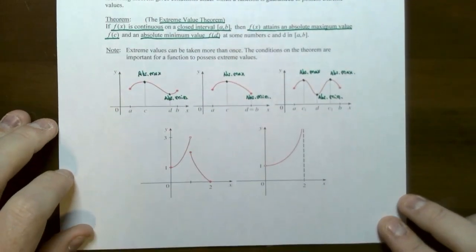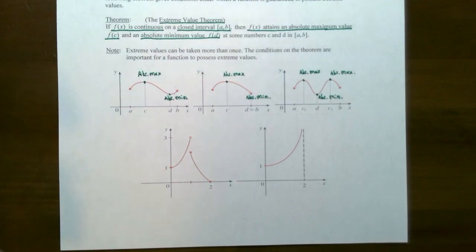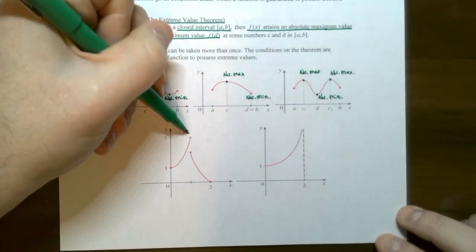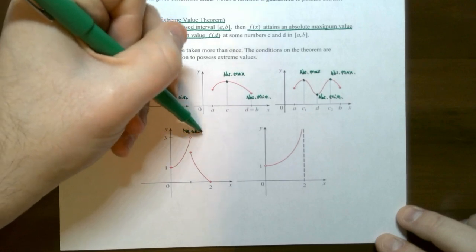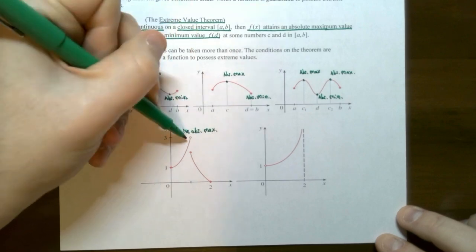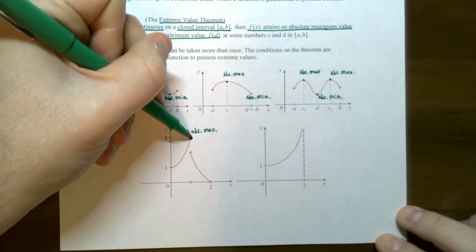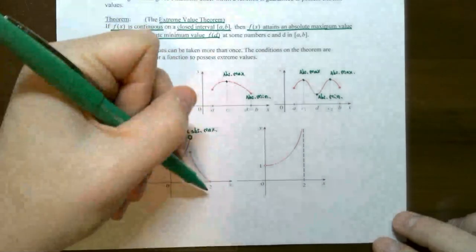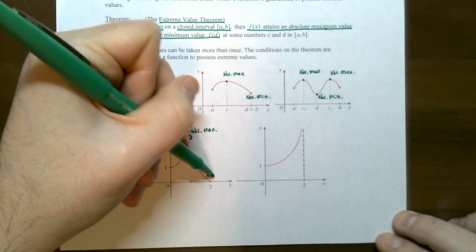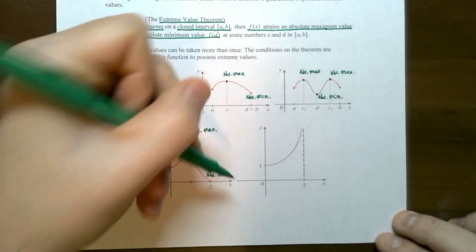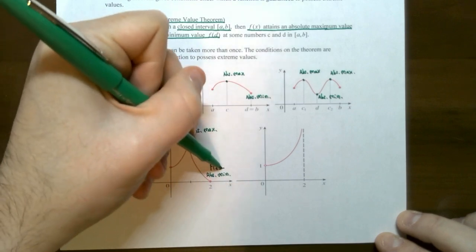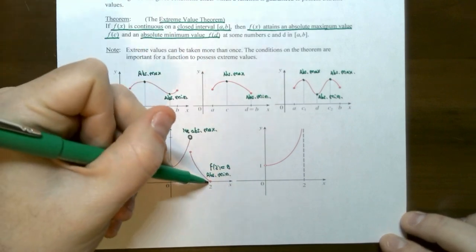And these last two graphs, there is no absolute max, that point's not included, but you do have an absolute minimum. It looks like it's f of 2 is equal to 0, so the minimum value is 0.